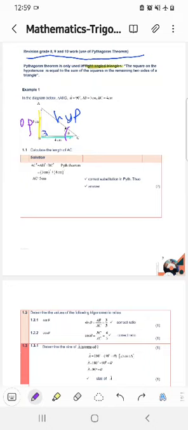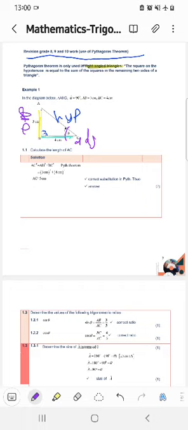Let me write it in this way so that we can have our value of 3 visible. So this is the opposite. Then this side underneath will be the adjacent side. Now they say calculate the AC.